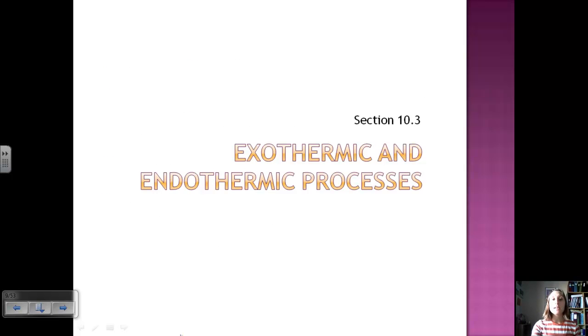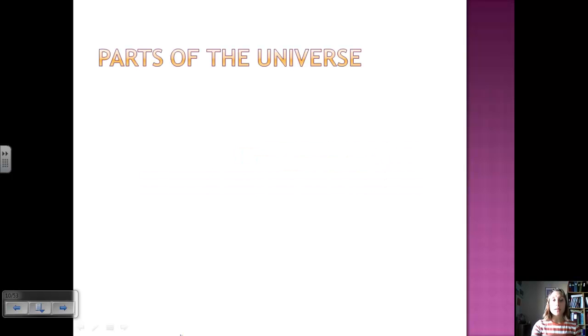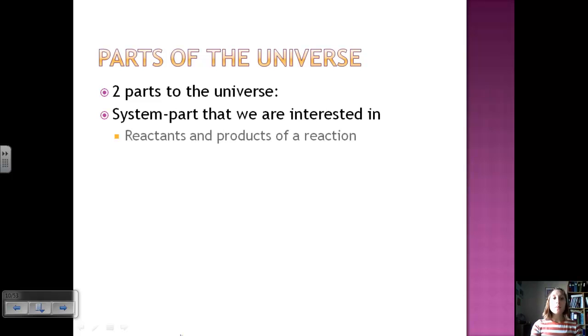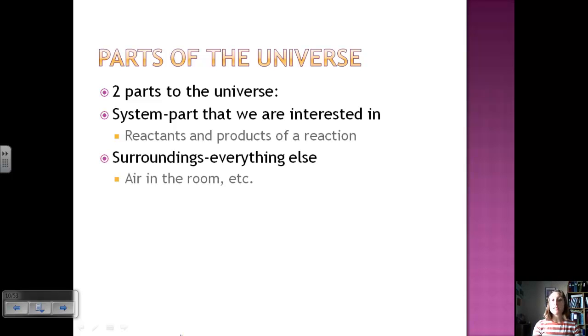All right, let's discuss exothermic and endothermic processes, because we've got two different ways that heat can flow. First thing we need to do is discuss the different parts of what we call the universe, or our overall experiment, if you will. Okay, the first part is the system. That's the part that we're interested in. If we're talking chemistry, these are the reactants and products of a reaction. The surroundings is everything else. It's the beaker, it's the countertop, it's the air in the room, it's your hand, it's whatever isn't the reaction, basically.